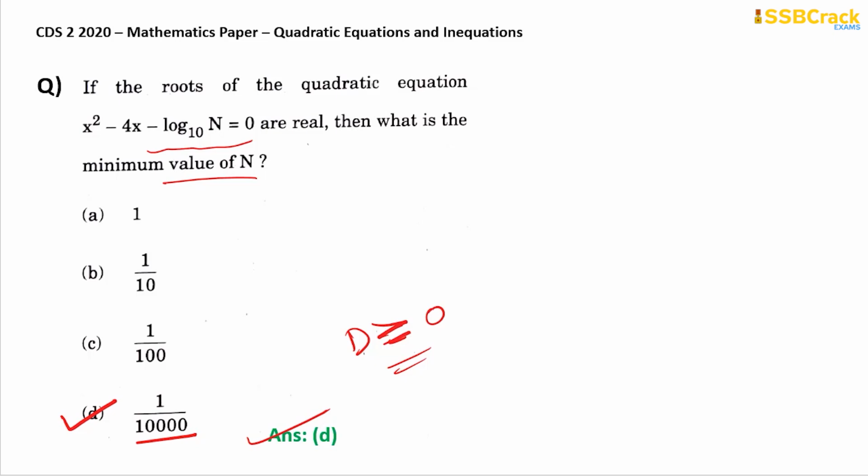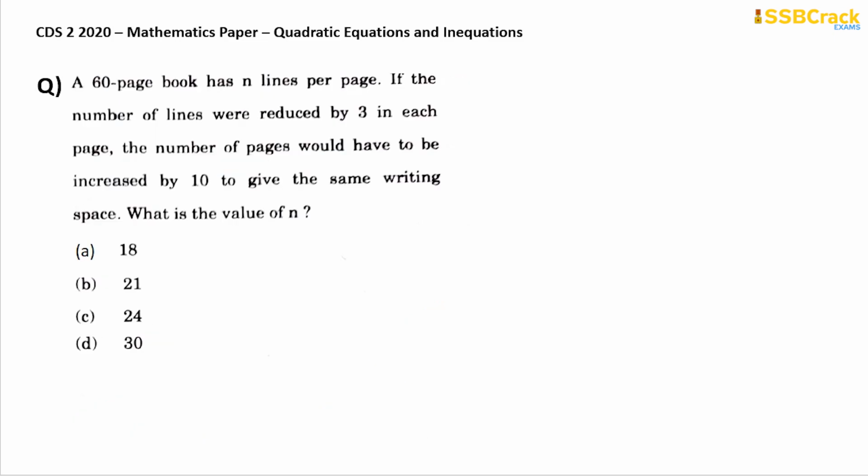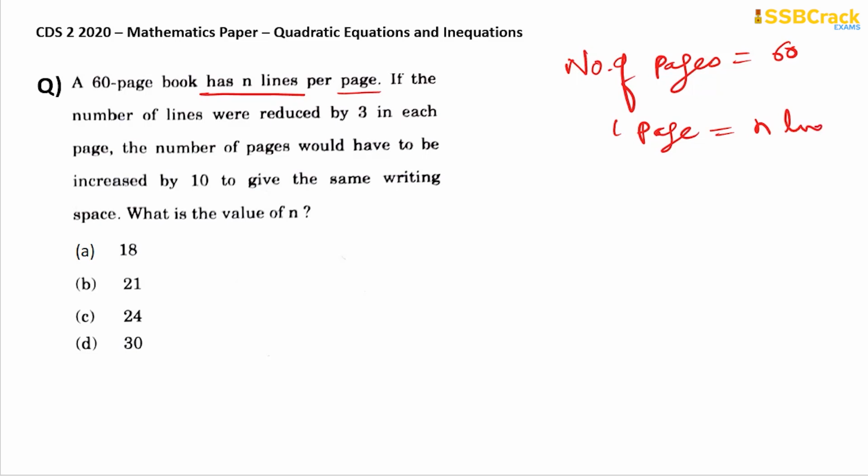Here we now move on with the next question. In this question we have a problem that there is a 60-page book which has n lines per page. Let's make a note of these details. Number of pages are 60, and in one page, n lines are there. So 60 pages comprise a total of 60n lines. So the total pages which they provided to us comprise 60n lines. Agree?